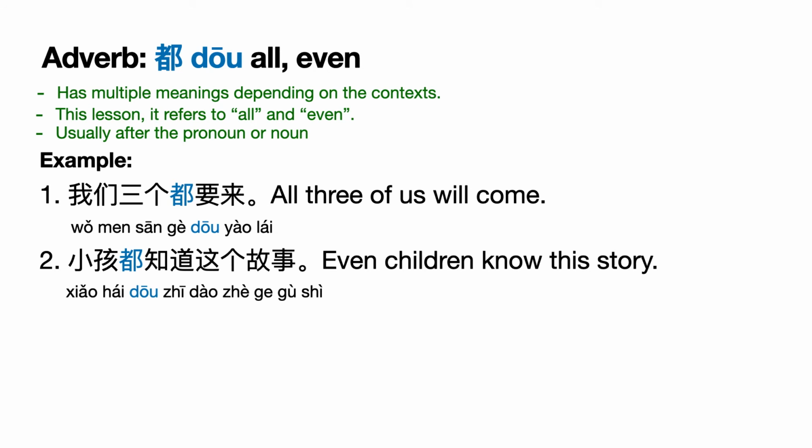The adverb 都, it means all or even. So this character has multiple meanings depending on the context, and in this lesson, it specifically refers to all and even. It is typically used after a pronoun or noun. For example, 我们三个都要来。All three of us will come. 小孩都知道这个故事。Even children know this story.